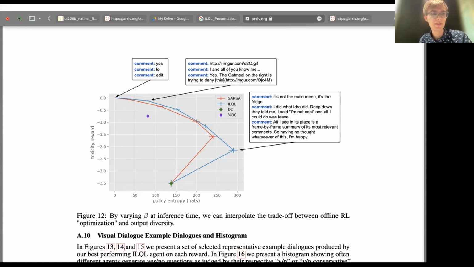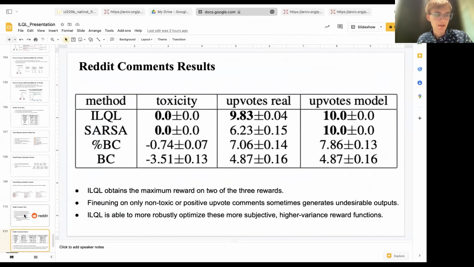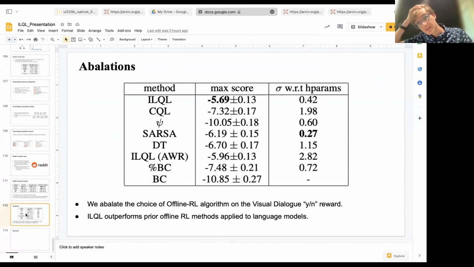So I think that was a great question. The last result I'll share is that we did some ablations on the visual dialogue task, where we compared to a bunch of other offline RL methods, and we see that our method is generally outperforming these other methods. We tuned these methods, hopefully reasonably well. We also see that our method is generally a bit more stable with respect to hyperparameters, which supports the claim that it's a bit easier to use than some of these other methods.